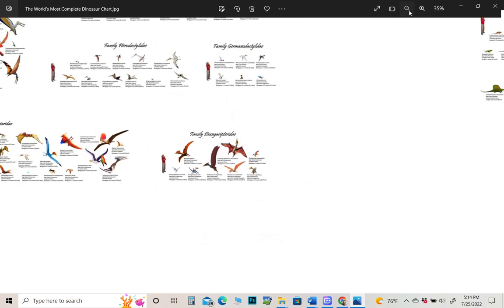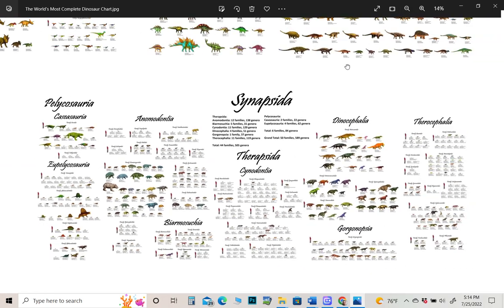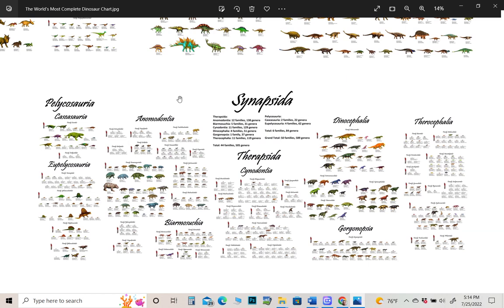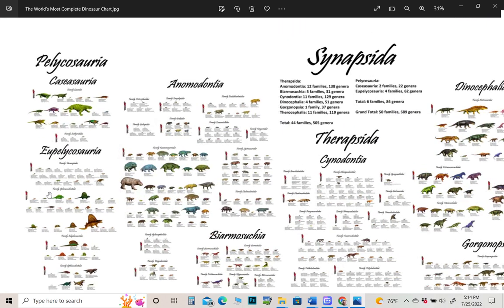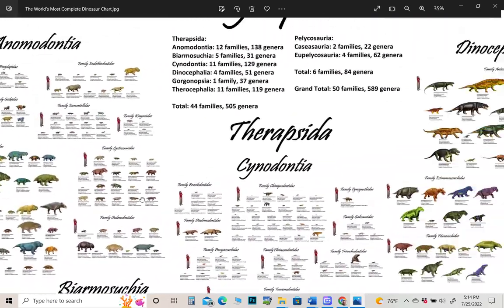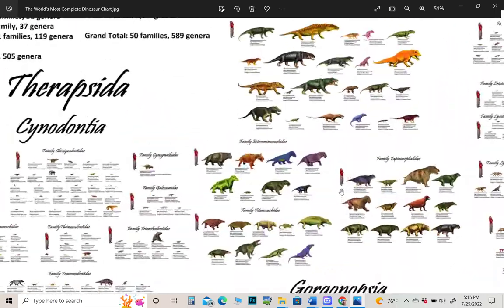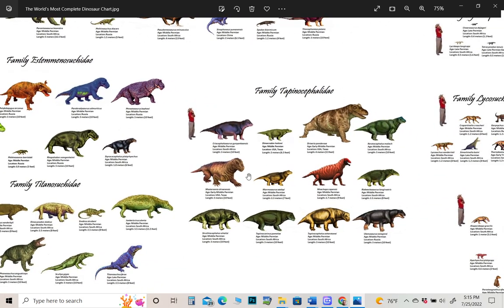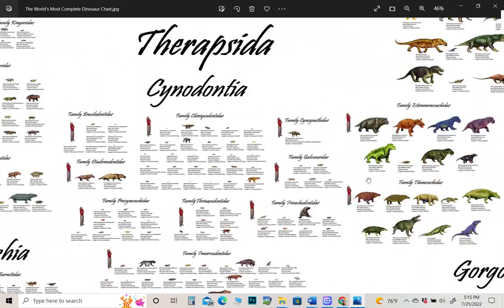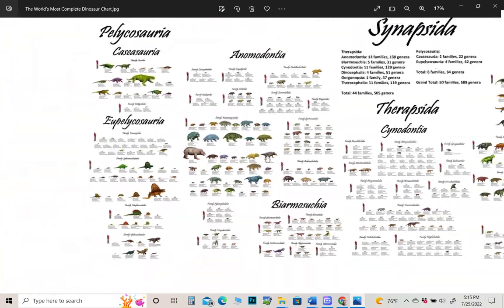And then lastly, we have the final subchart of the whole world's most complete dinosaur chart, which is the synapsids, which of course are not dinosaurs again, but they include things like Dimetrodon, which people commonly think of as a dinosaur. Moschops is another one. Then you have things like Placerias and so on, which people would think of as dinosaurs too, but which are not actually dinosaurs, but synapsids.